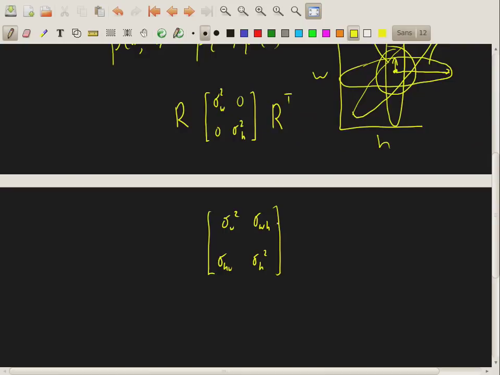Because we rotate this diagonal, and you basically, it's like, if you think of what the rotation does, it's like taking a point which is plotted here at sigma w, sigma h, and rotating it around.